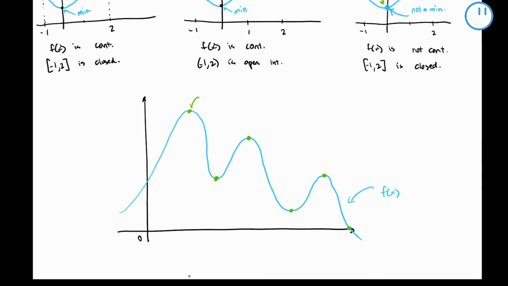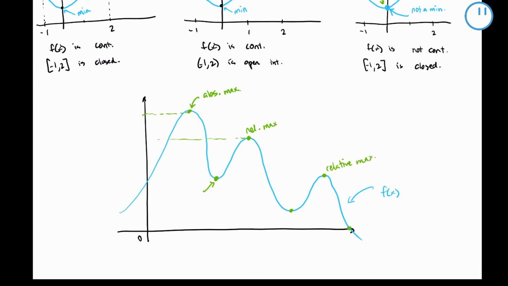We're going to call this point up here an absolute maximum, because it is the maximum value of this function. None of these other points are larger than this maximum value. So this is an absolute max. We call this a relative max. And we're going to call this one right here a relative max as well.